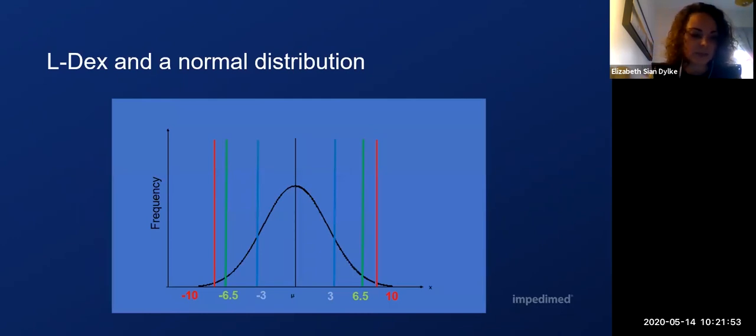So our new normal distribution now looks like this. 10 is still our 3 standard deviation threshold. It is still rare, but not impossible, to see an L-Dex greater than 10 in a patient who does not have lymphedema. That could be their normal for a very small percentage of people.